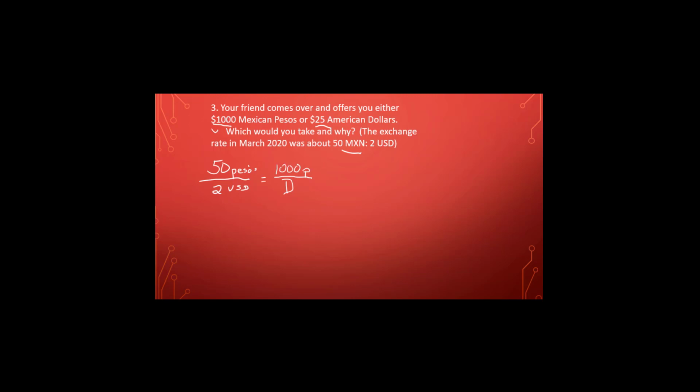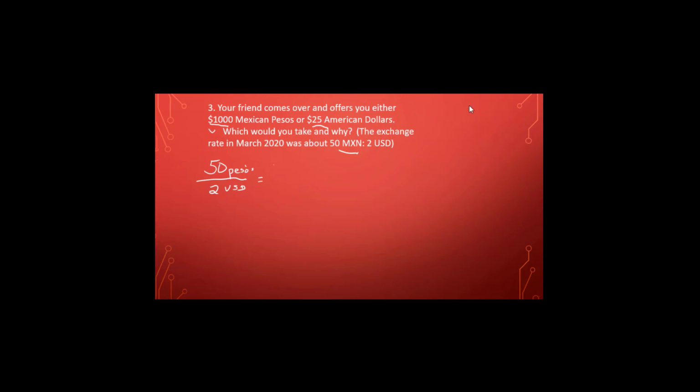Now you can also do it this way. You can say, okay, how many pesos is $25 worth? And if $25 is worth more than 1,000 pesos, I'm going to take it. If it's worth less than 1,000 pesos, I'll take the 1,000 pesos. That's kind of the way I would look at it. There's a lot of ways to look at it. So I'm just going to cross multiply. I'm not going to bother setting up an equation because it's only one conversion.